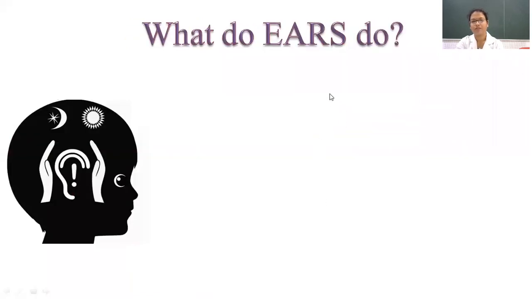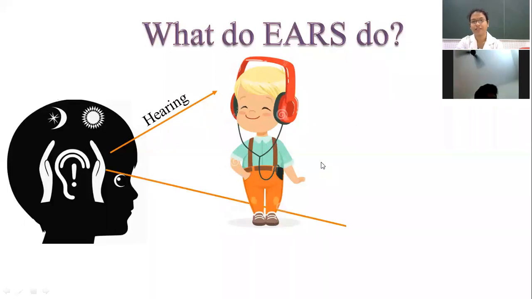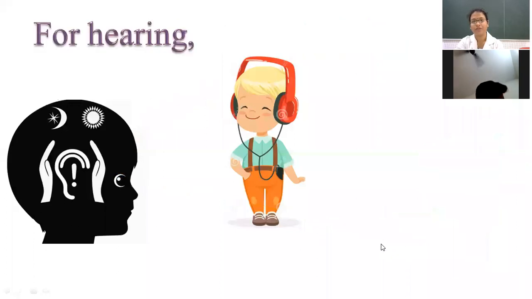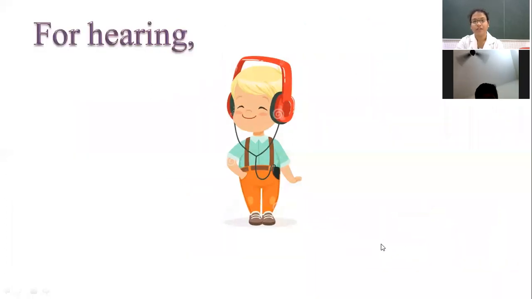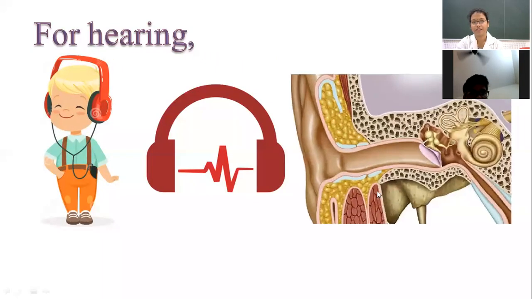So what is the function of the ear? Meaning, what does the ear do for us? Is it only hearing or something else? Yes, it is also concerned with balance. So for hearing, how does it work? It is with the help of these structures.